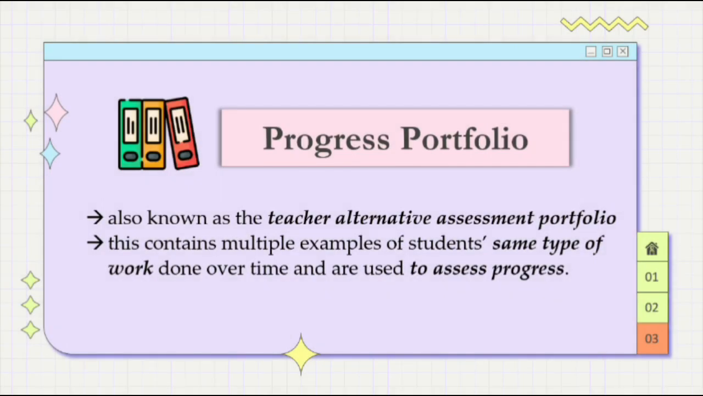Finally, the third type of portfolio that we have is the progress portfolio. Progress portfolio is also known as the teacher alternative assessment portfolio, wherein it contains multiple examples of students' work with the same type done over a period of time, which is then utilized to assess the student's progress. All the works of students in this type of portfolio are scored, rated, ranked, or evaluated.